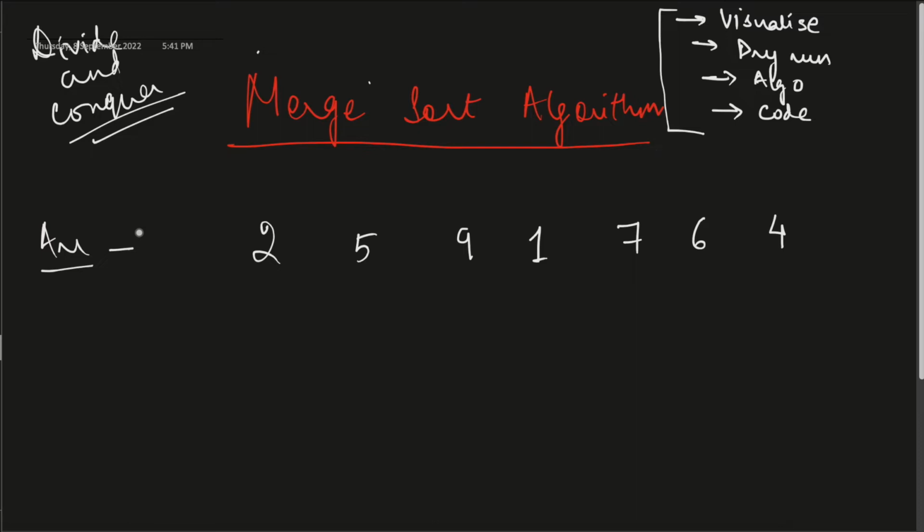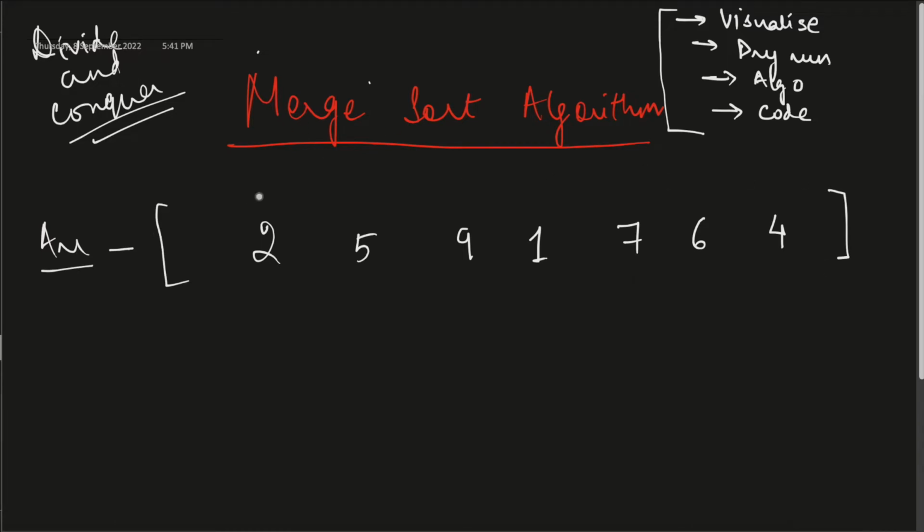Once we are able to visualize and do a dry run, after that when we learn the step-by-step approach and the code, it will be very easy to relate to that. So starting with that now, this is the array that we have and we will have to sort it. As we discussed, this is a divide and conquer strategy that we have to use, which means given the data structure, which is an array, we have to divide this in two parts.